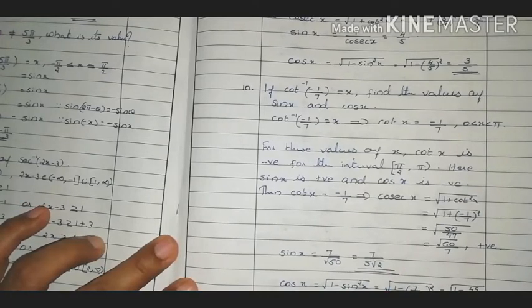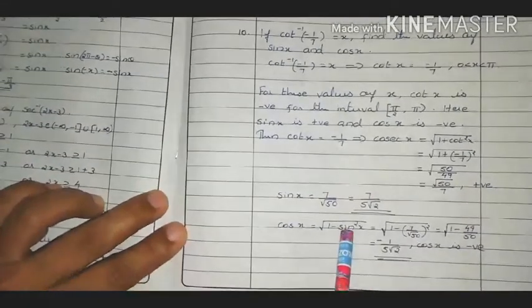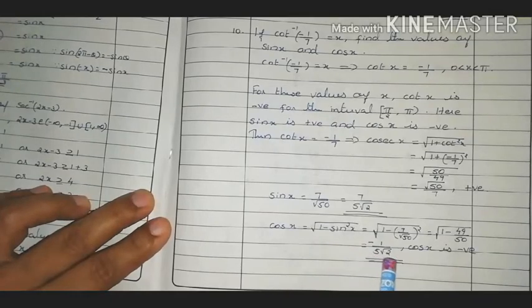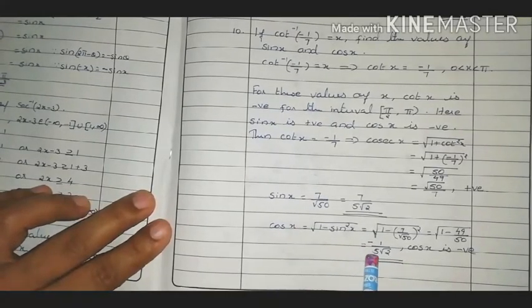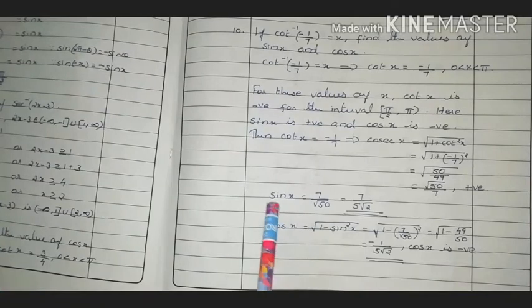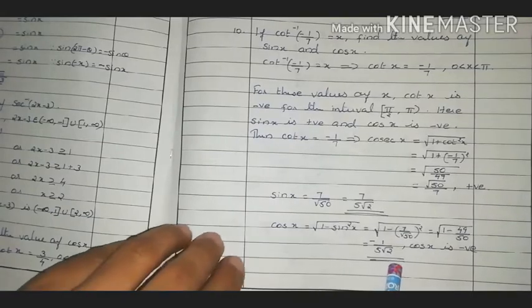Then cos x is square root of 1 minus sin square x. You will get 1 by 5 root 2. Cos x is negative, so we want to take minus 1 by 5 root 2. The answer: sin x is equal to 7 by 5 root 2 and cos x is equal to minus 1 by 5 root 2. Okay.